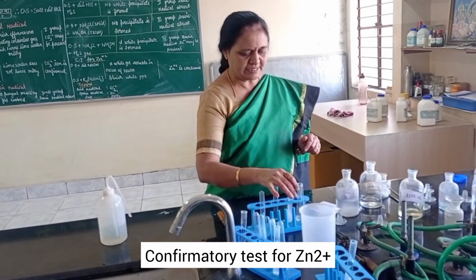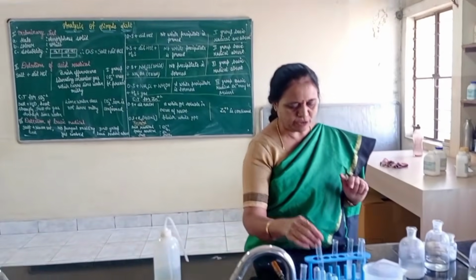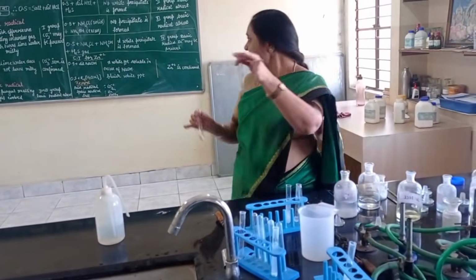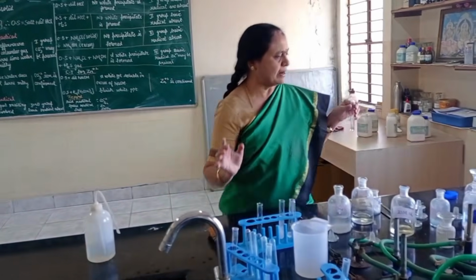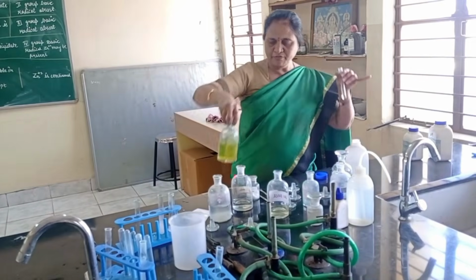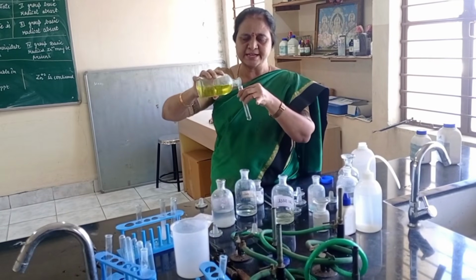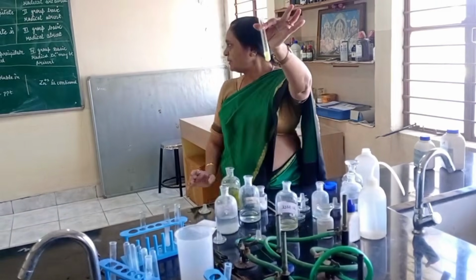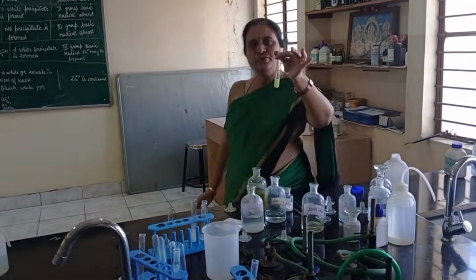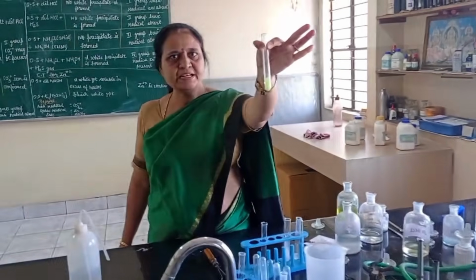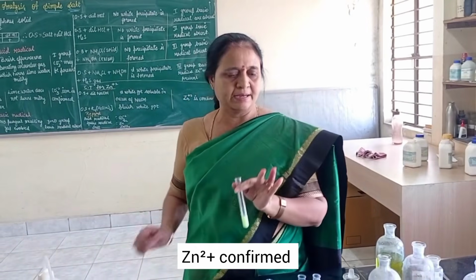One more confirmatory test is there for Zn2 plus, that is potassium ferrocyanide. I am doing potassium ferrocyanide test. For this, I am taking original solution and adding potassium ferrocyanide, K4FeCN6. See here, I am getting a bluish white precipitate, which confirms the presence of Zn2 plus ion.